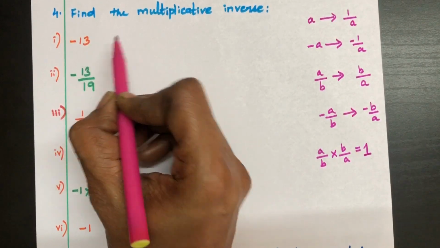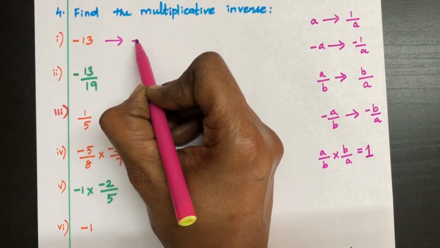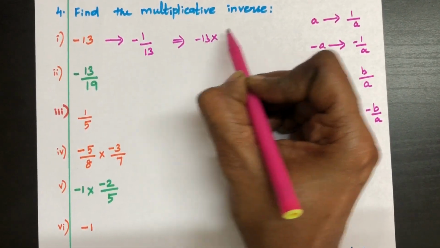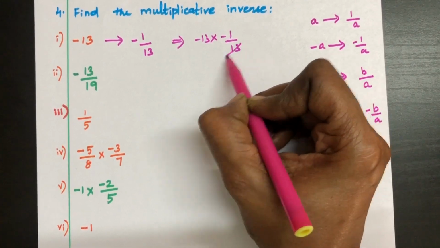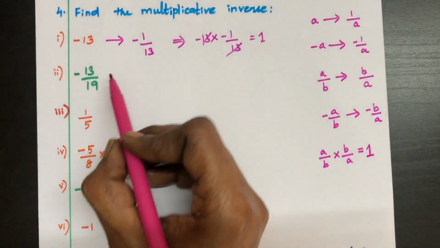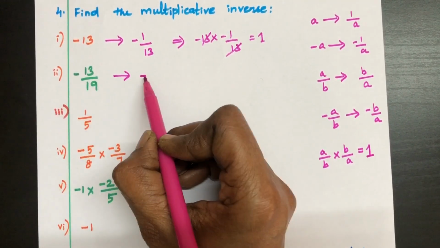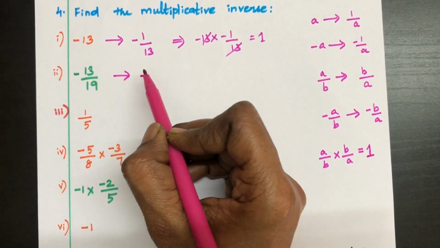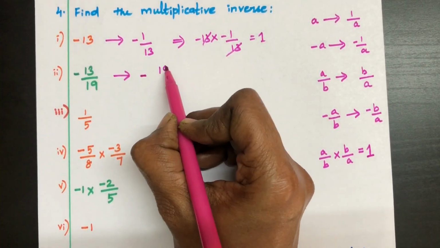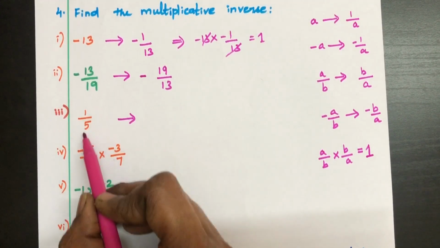So, what will give 1 for this minus 13? Its multiplicative inverse is minus 1 by 13. Then minus 13 into minus 1 by 13 will get cancelled, which is equal to 1. Negative into negative is positive 1. Similarly, for the multiplicative inverse of this, keep the sign as it is, negative or positive, whatever comes, and write the reciprocal. That means upside down. 13 by 19 means 19 by 13. That's all. Here also, if it is 1 by 5, its reciprocal is simply 5.